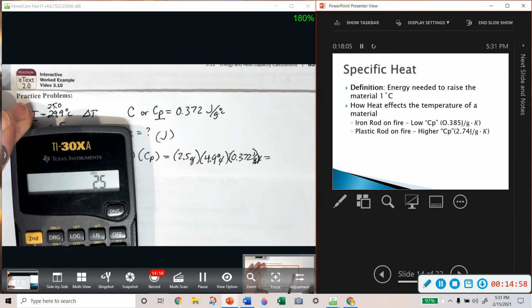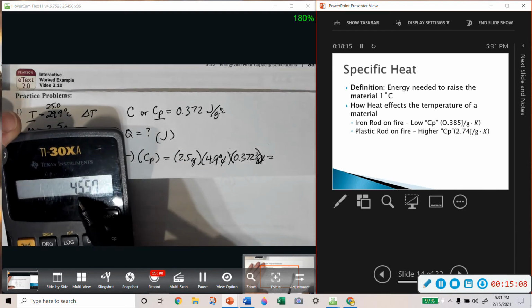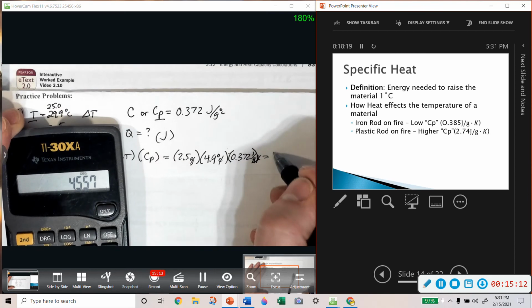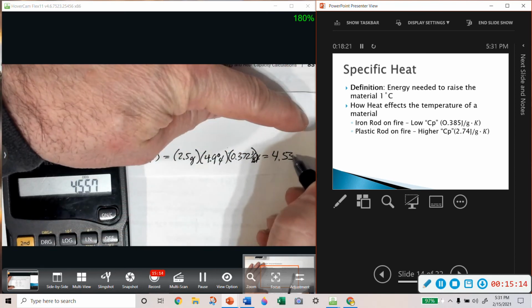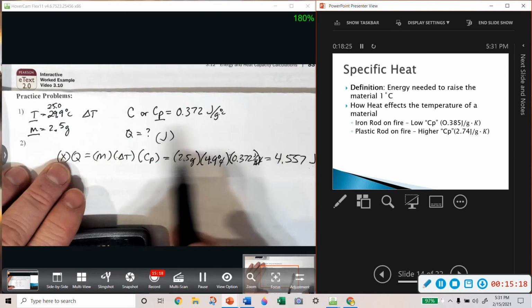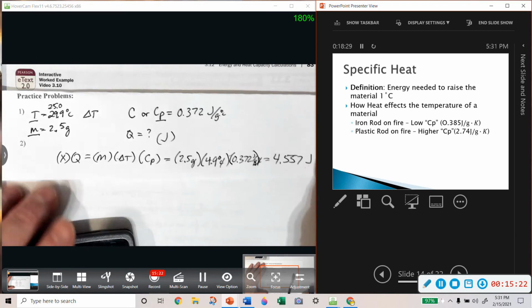2.5 times 4.9 times 0.372 equals, and I get 4.557 joules. So 4.557, and joules would be the leftover unit because I know that all Q numbers or answers have to have a J after it. So let's see if we're correct.